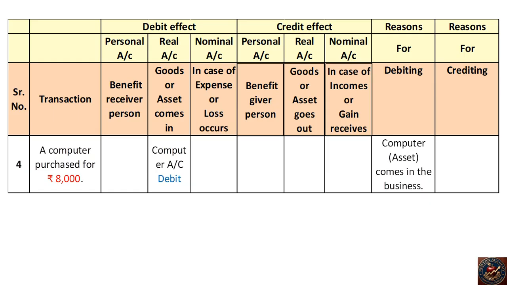The credit side, cash is also a real asset. When we pay for the computer, cash moves out of our business. According to the real account rule, we credit what goes out. Therefore, we credit cash account. The reason for crediting is cash goes out from the business.